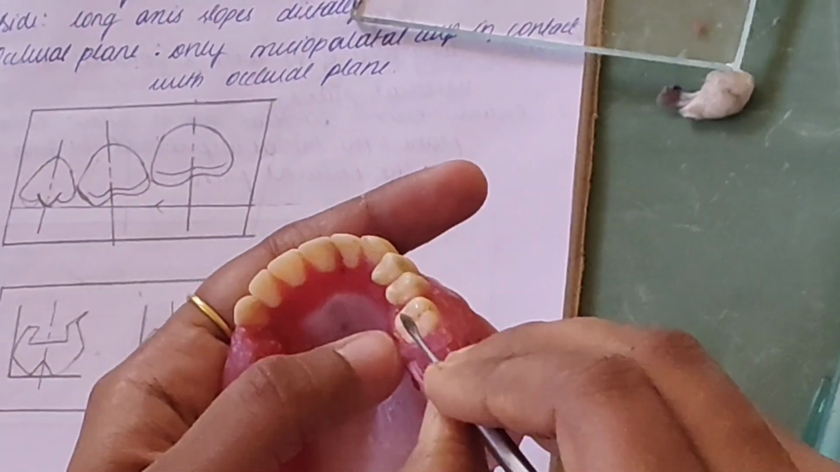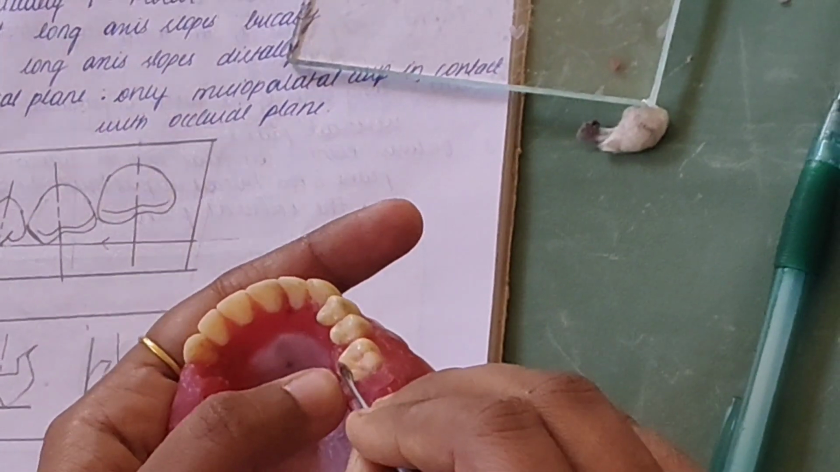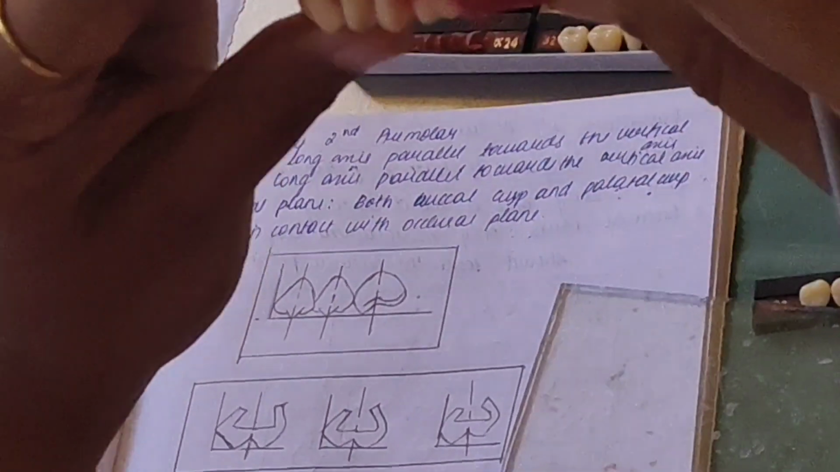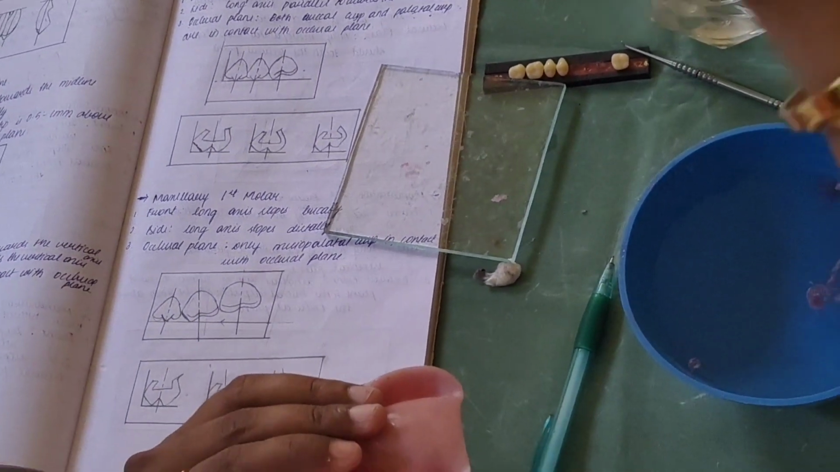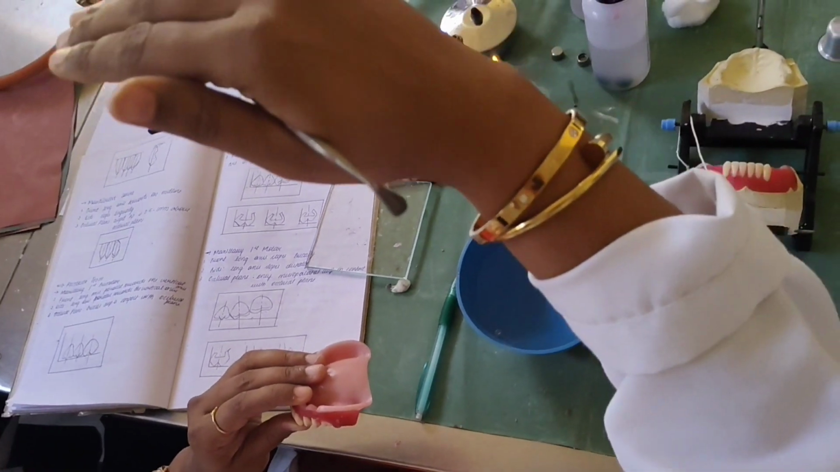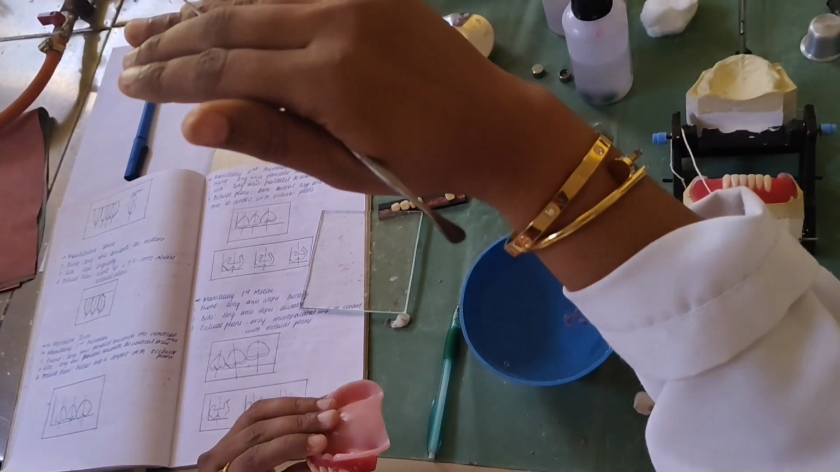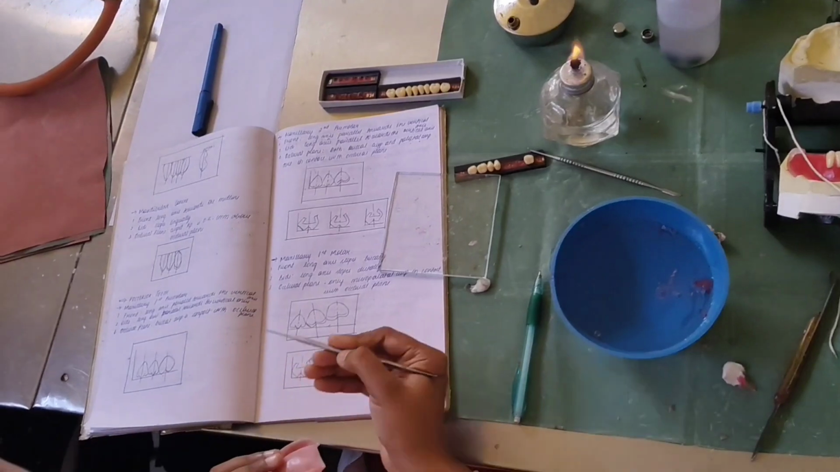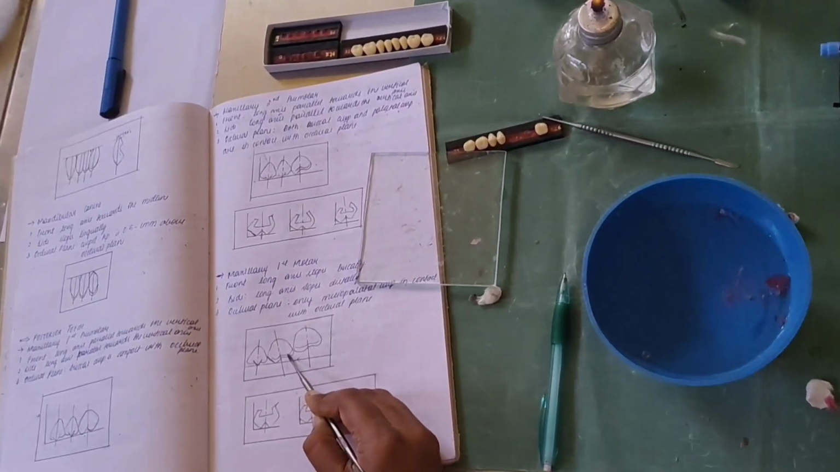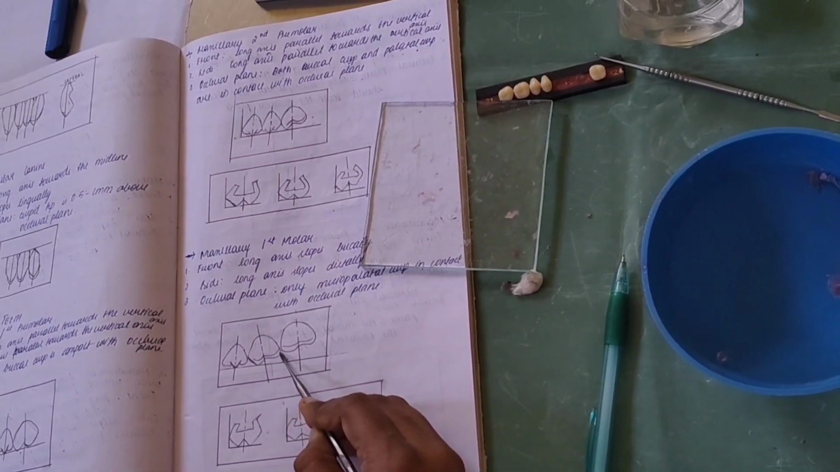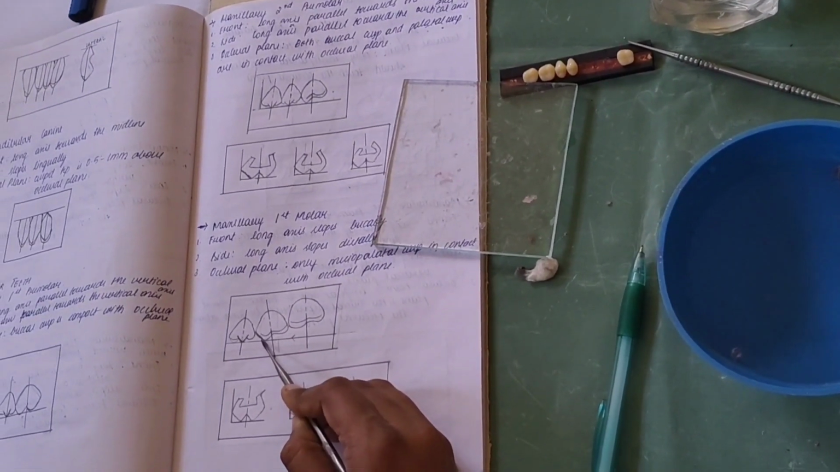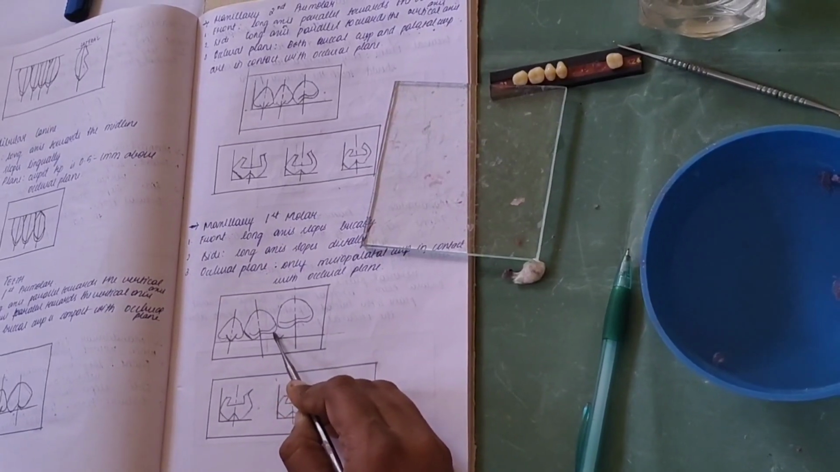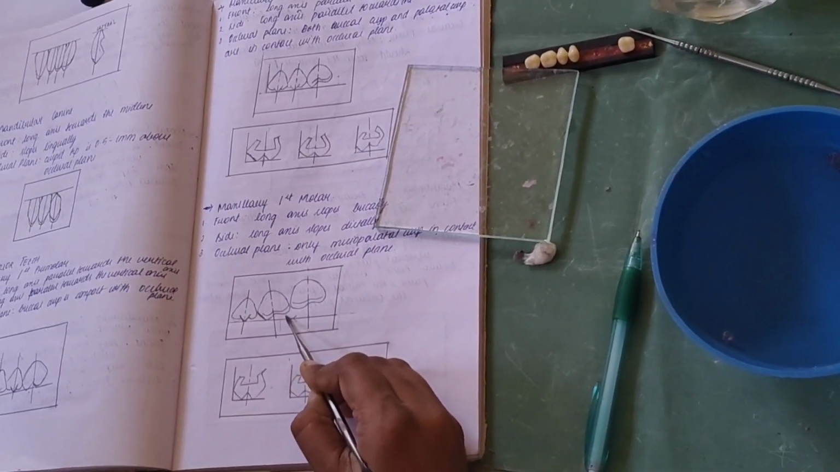Apart from that, the mesio-palatal cusp will only touch. If we see buccally, both the palatal cusps we can see. Even though we are seeing buccally, the buccal cusp will be a little above, and the palatal cusp is more prominent. In that also the mesiopalatal cusp will touch, and the distopalatal cusp will be 0.5 mm above.